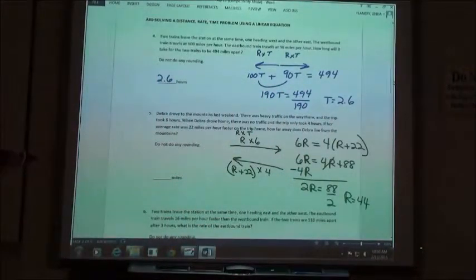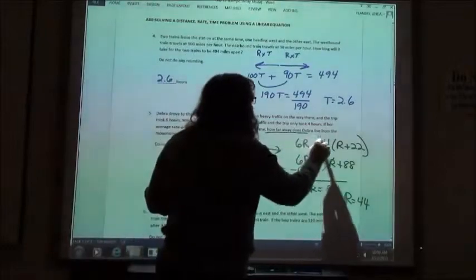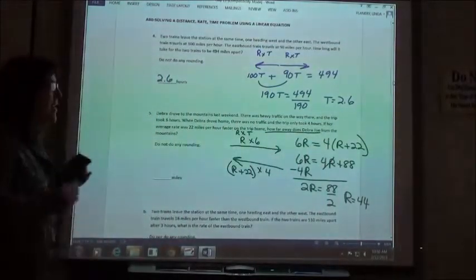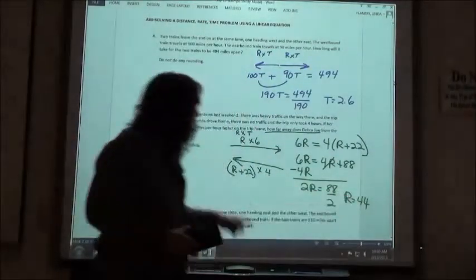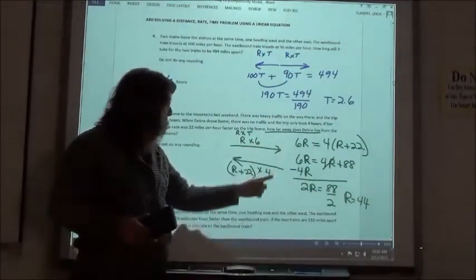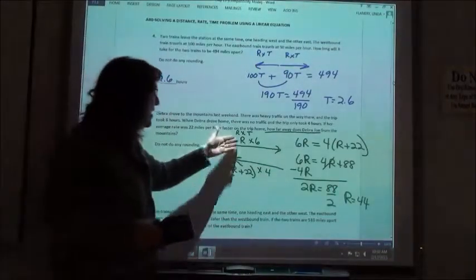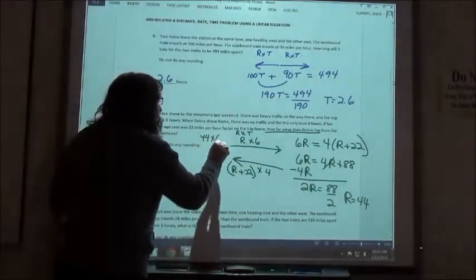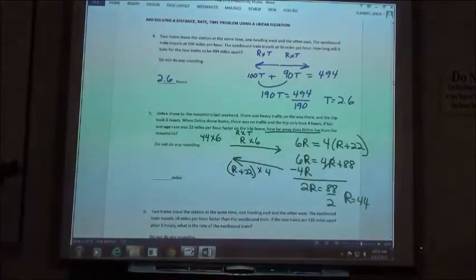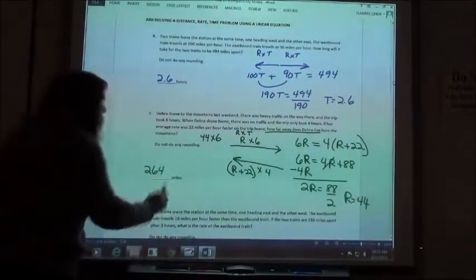Now, we don't want to know the rate. The question doesn't say how fast was she driving. The question says, how far away does she live? So we need to find the distance. We can substitute that 44 either going to the mountains or coming home from the mountains. We should get the same distance. To me, the top one looks easier to do. 44 miles an hour times 6 hours. 44 times 6 gives me a distance of 264 miles.